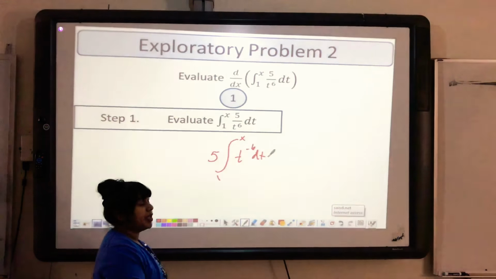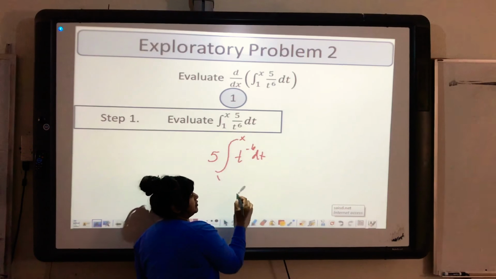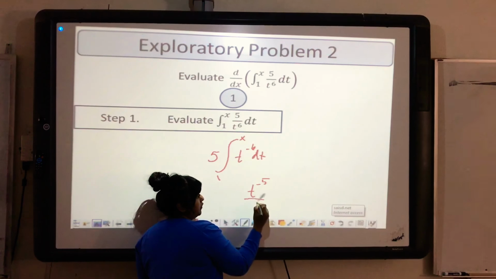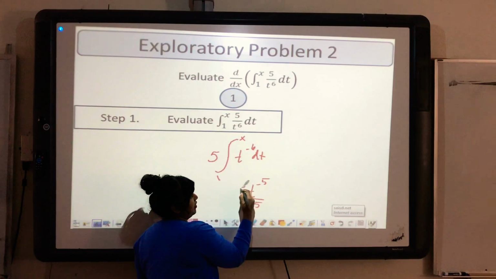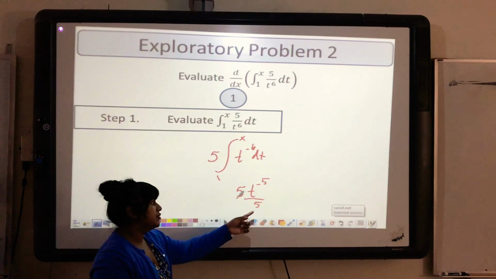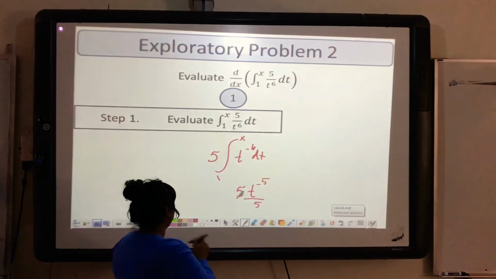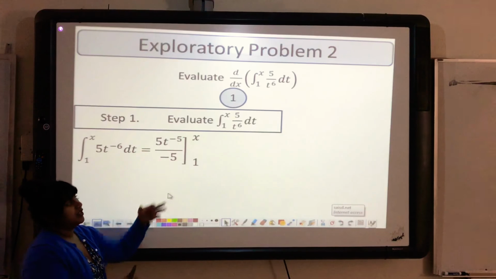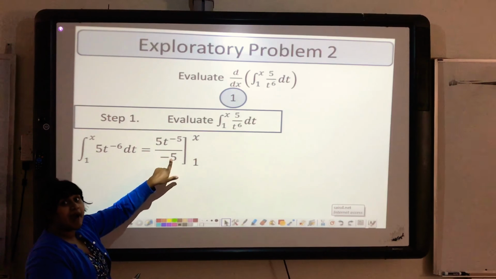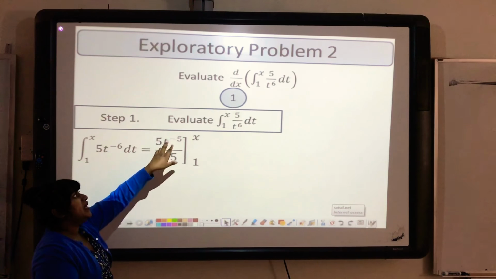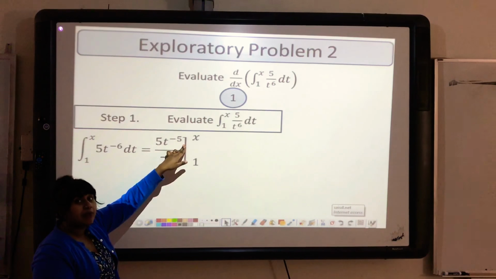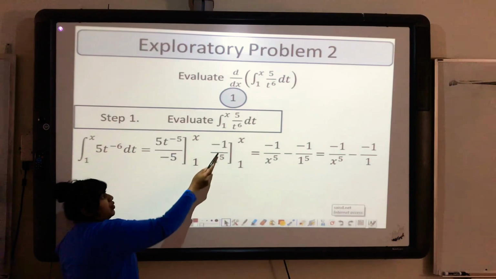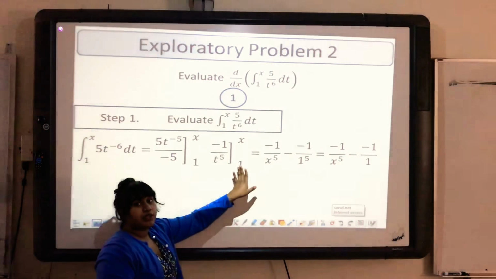Well, now we can see we can apply our power rule right there. t to the negative 6 just becomes t to the negative 5 over negative 5 if we integrate it. I bring my 5 back, and we get 5 over negative 5 t to the negative 5th. And of course, from there we can simplify. We can cross out our 5's. We still have that negative, and I have t to the negative 5th on top, so we don't like negative exponents, so we're just going to bring it back to the bottom, and that's going to become negative 1 over t to the 5th, evaluated from 1 to x.